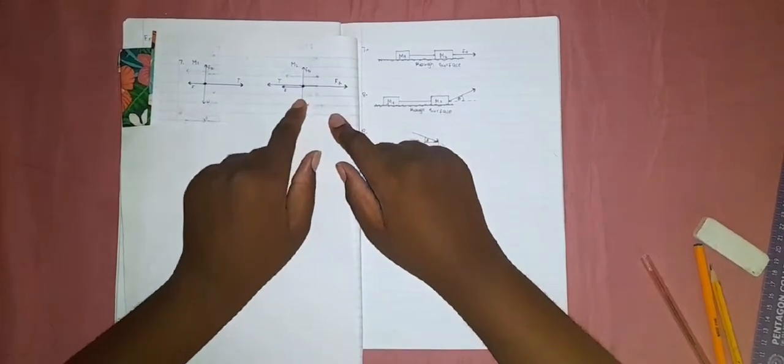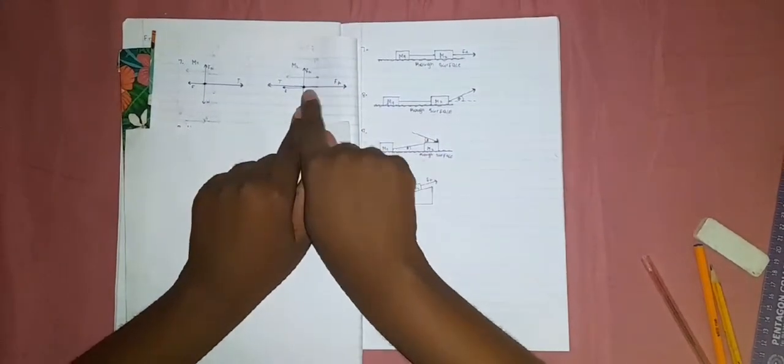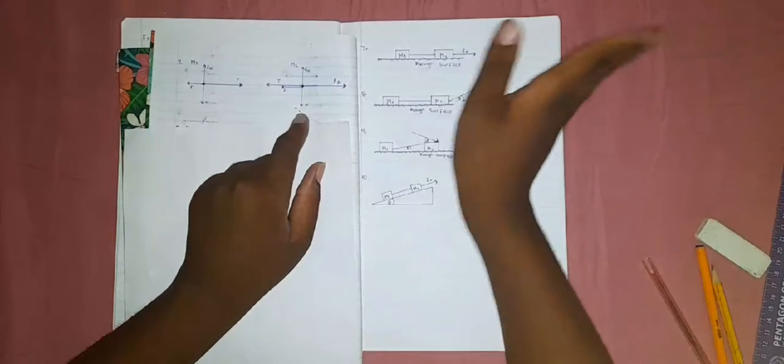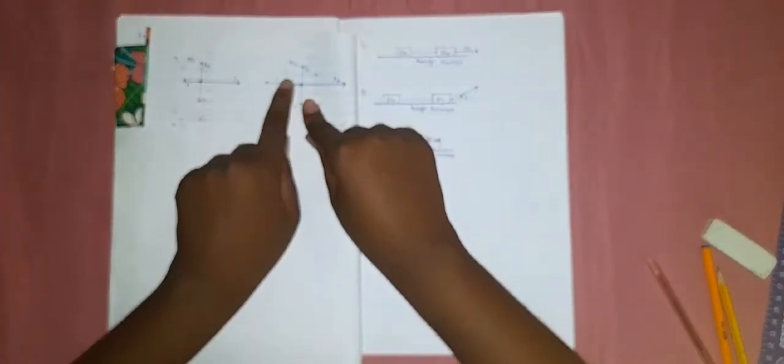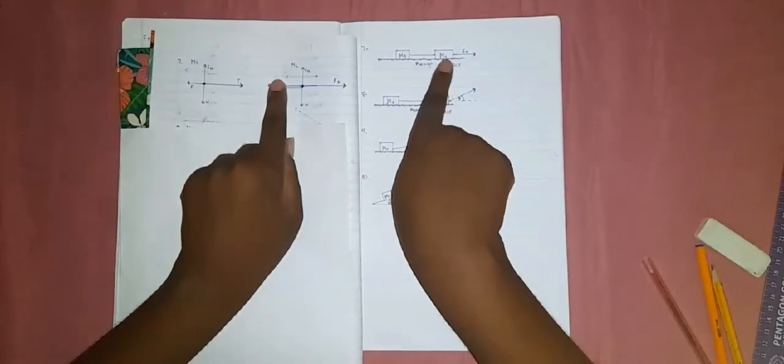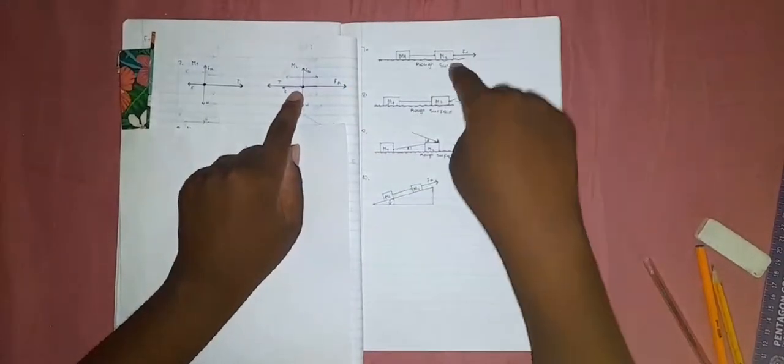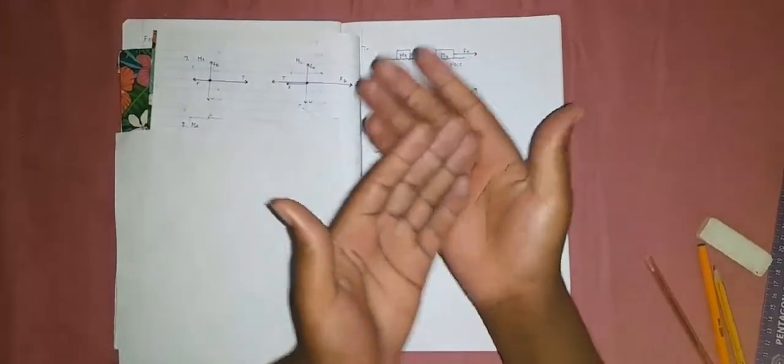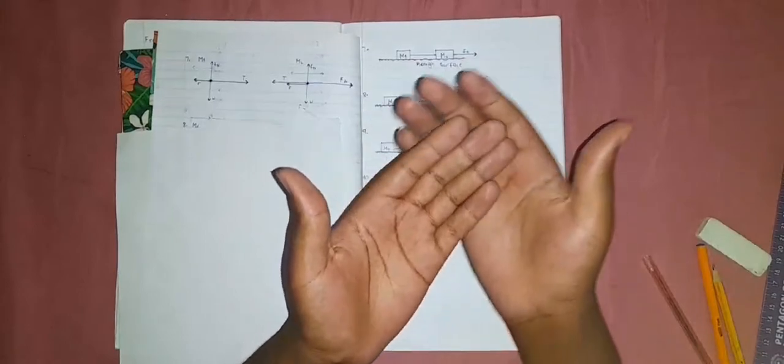And we have the force applied, which causes this object to move to the right. We have the tension, which slows down the speed of this object, and we have the friction, which opposes the motion of this object. Remember that friction does not allow two surfaces to slide across each other.